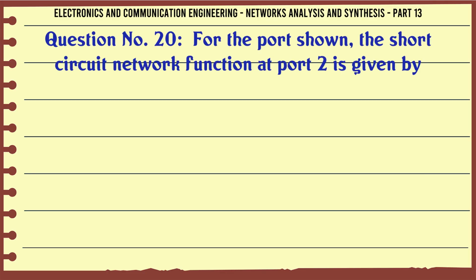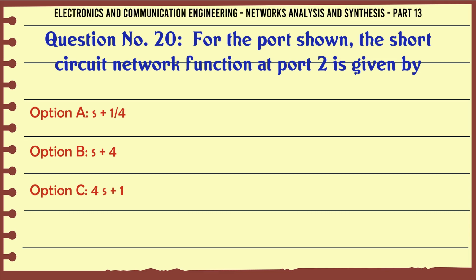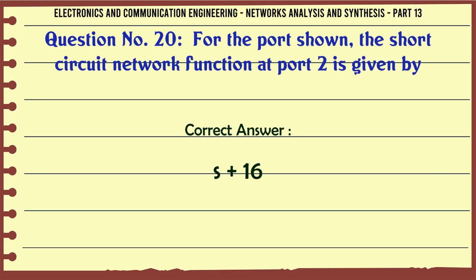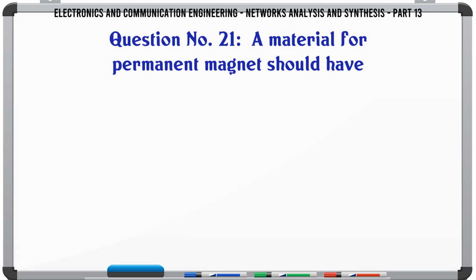For the port shown the short circuit network function at port 2 is given by A s + 4, B s − 4, C 4s + 1, D s + 16. The correct answer is s + 16. A material for permanent magnet should have A.